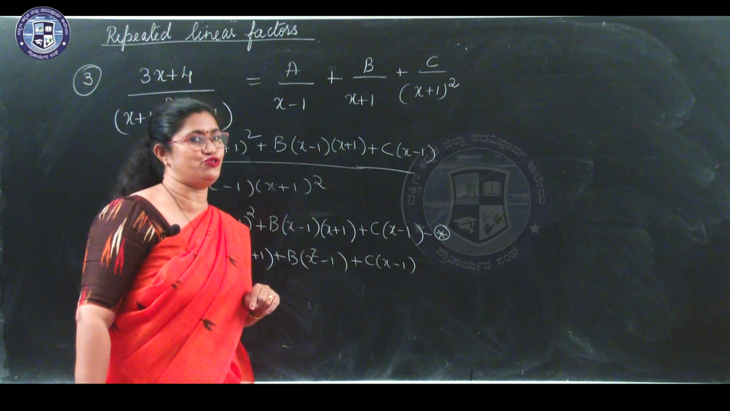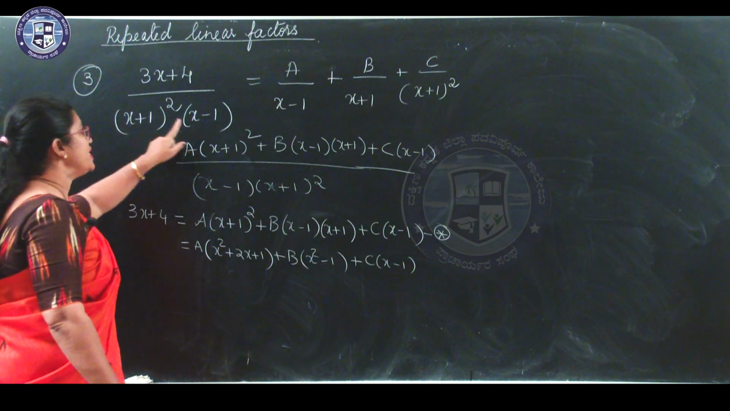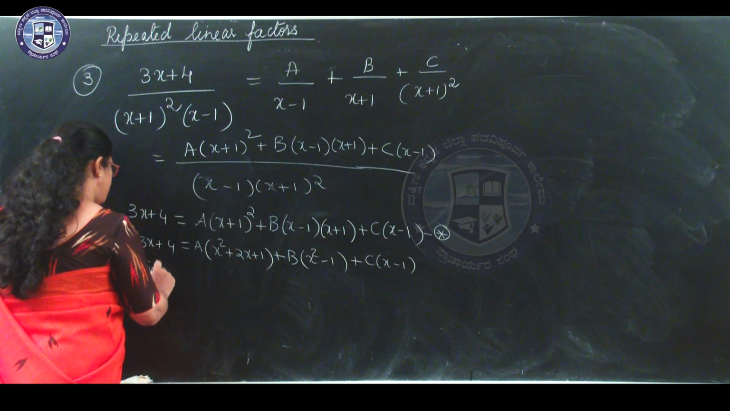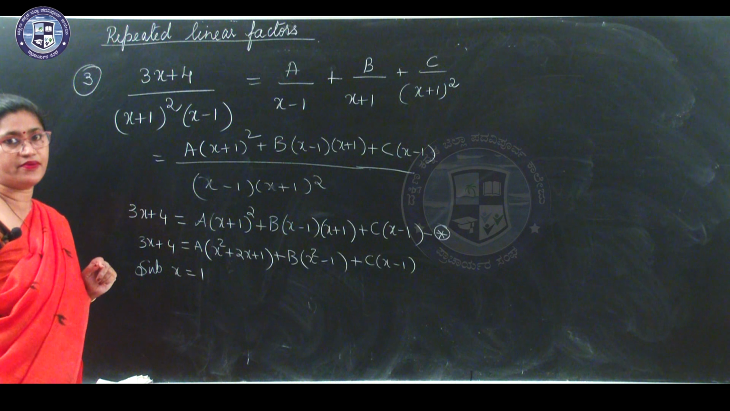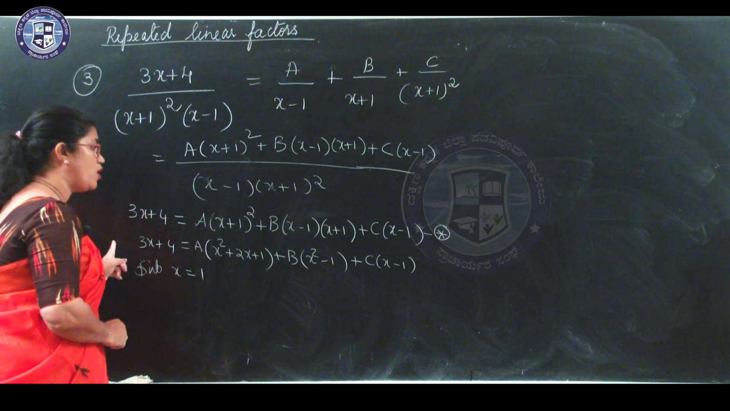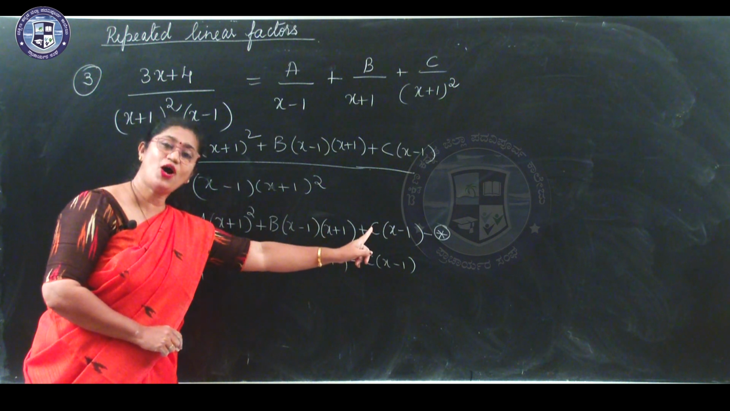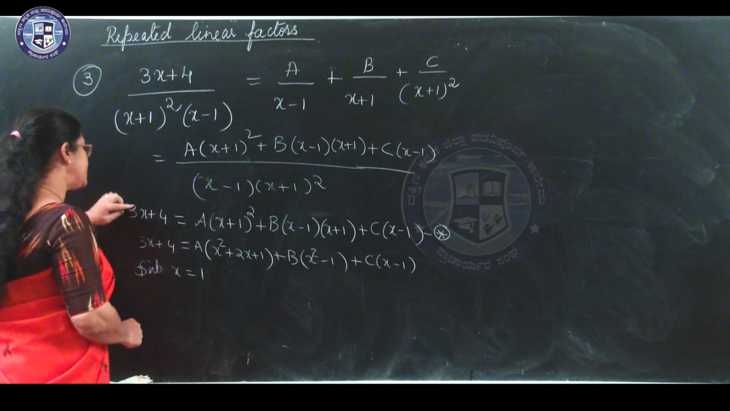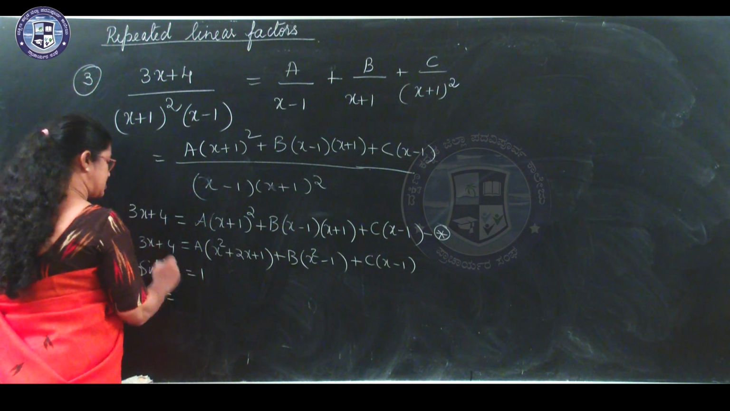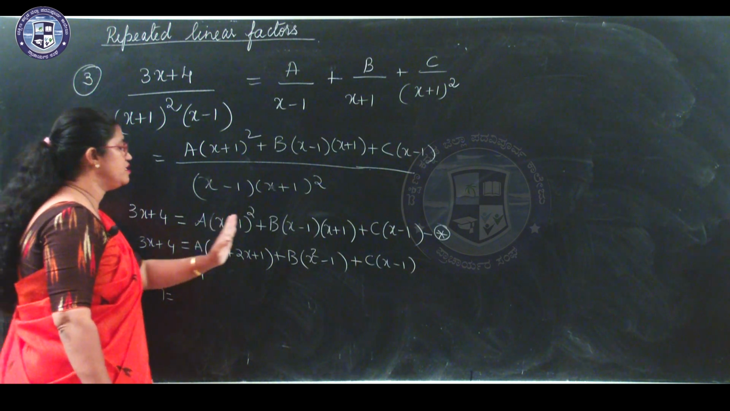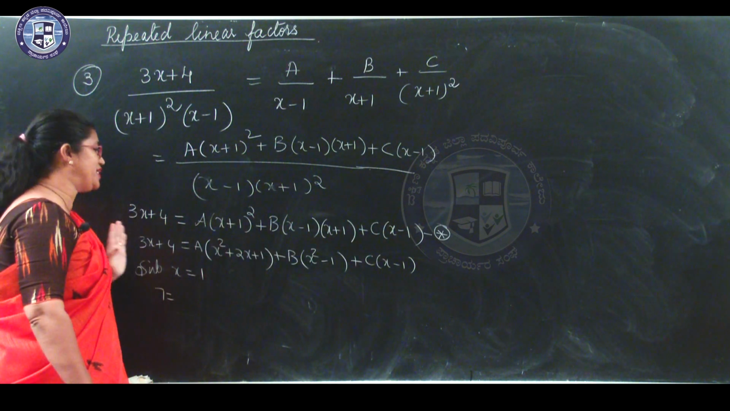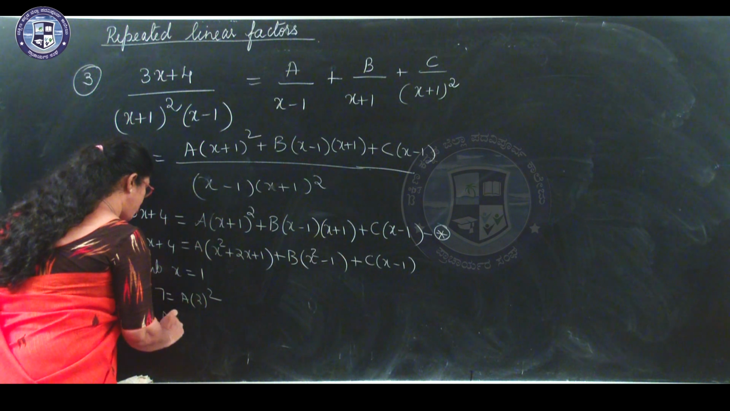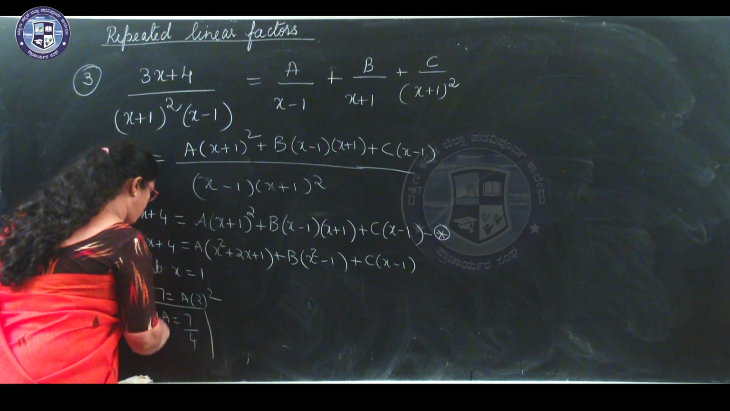So I start with substitution. So what do I substitute? Minus 1 and plus 1. So this one, if I substitute x is equal to 1. So when I substitute x equal to 1, where do I substitute? In star. How do I substitute? Replace every x by 1. So left hand side 3 into 1 is 3, 3 plus 4 is 7. Right hand side b and c become 0, eliminated. So you are only left with a into 1 plus 1 is 2 square. So you get a is equal to 7 by 4.